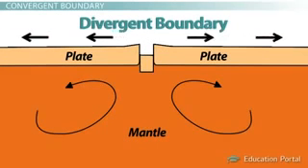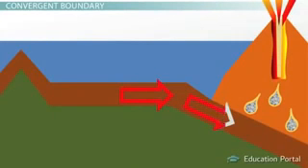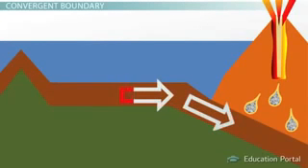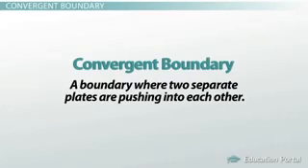Remember that at divergent boundaries, new crust is being made, but the Earth is not getting larger. Why not? Well, at the opposite ends, crust is being pushed into the Earth's interior by colliding plates, and being remelted at the same rate new crust is formed. This happens at a convergent boundary. A convergent boundary is a boundary where two separate plates are pushing into each other.